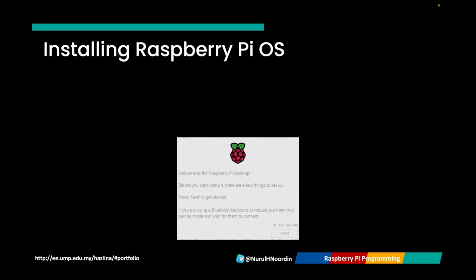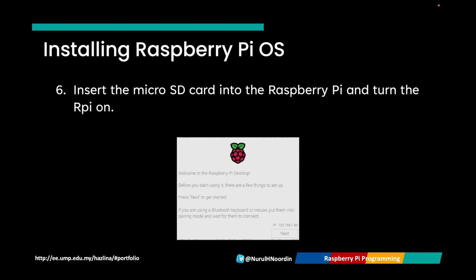Connect the power supply, keyboard, mouse, and monitor and power it on. Follow the on-screen setup instructions to configure your Wi-Fi, language, and system preferences. Once setup is complete, your Raspberry Pi is ready to use.